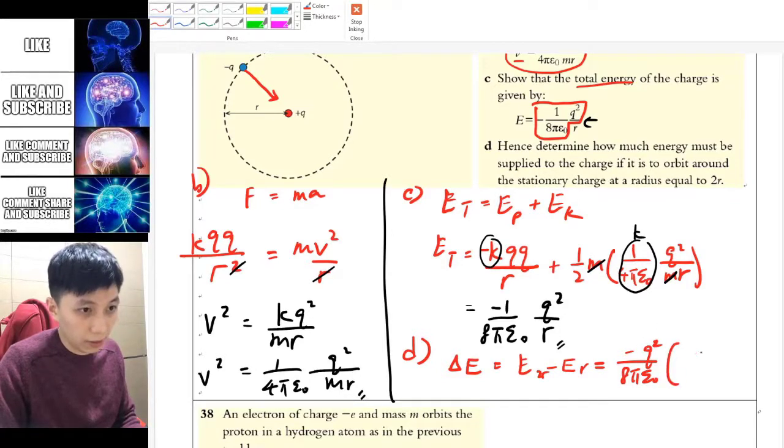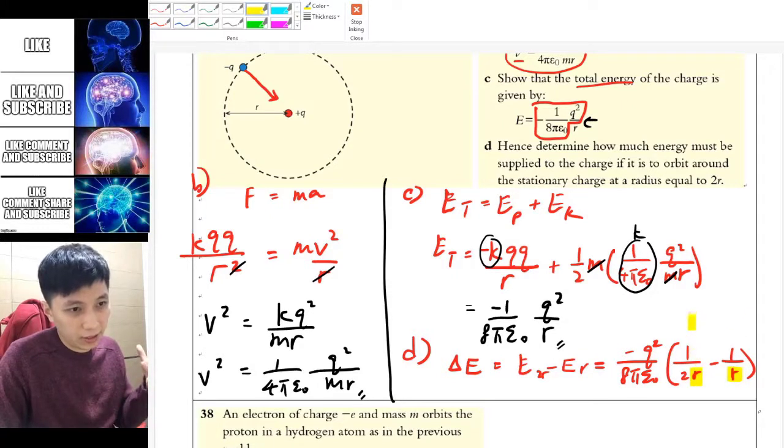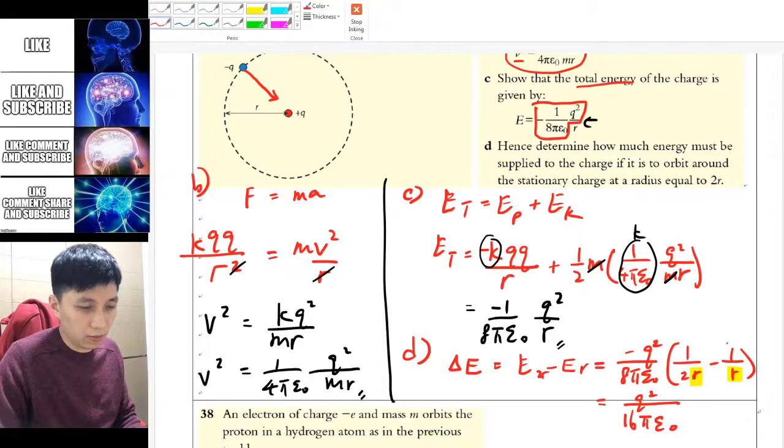And then you have 1 over 2r minus 1 over 1r. Or you can even see these as, because they both have r, you can also take it out as well. And so this is like 0.5 minus 1. So that will be negative 0.5. So negative 0.5, that means you have the negative cancel out. You have q squared at the top, and you still have the half at the bottom, so 16 will be the coefficient eventually. Oops, I almost forgot the r. So yeah, that should be the final answer.